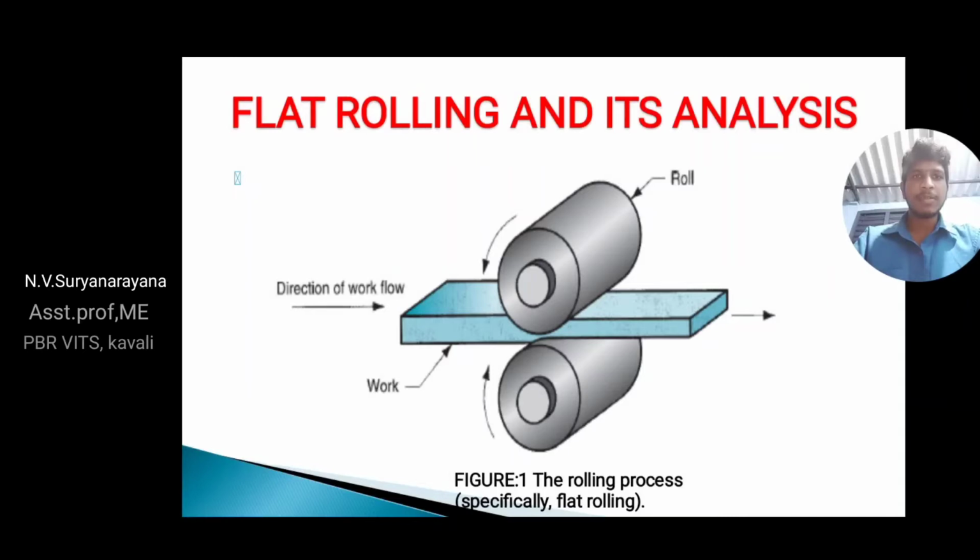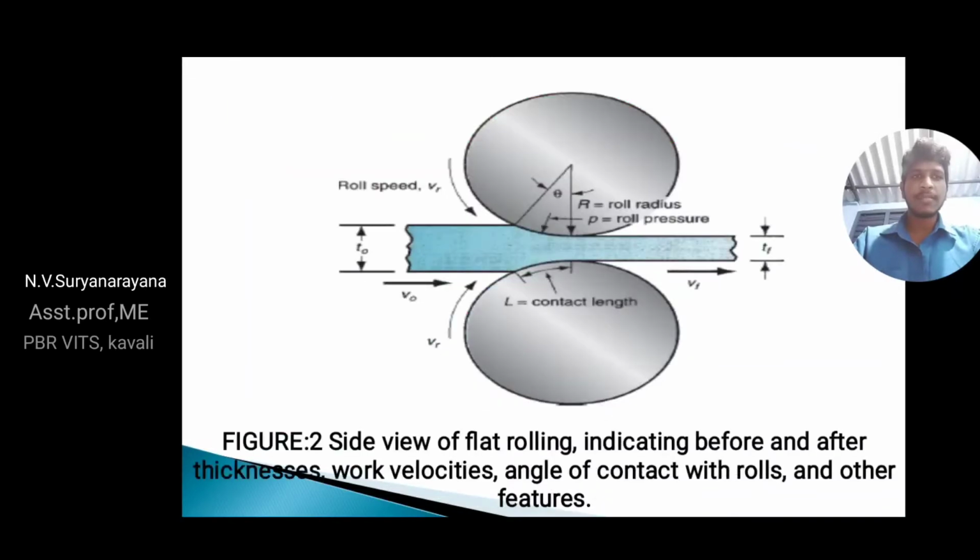Today in this class, I am going to discuss forces in rolling and power requirements. First of all, for these rolling forces, I am taking flat rolling as a consideration and its analysis. We know that in the process of rolling, the work part is passed in between two opposing rollers. One is rotating in the counterclockwise direction, the other in the clockwise direction. In this figure I am showing the direction of work flow in the forward direction.